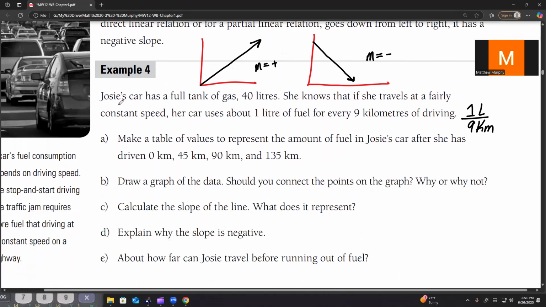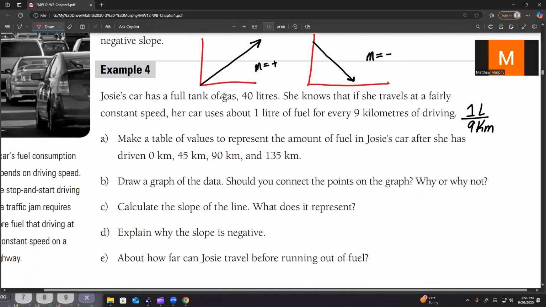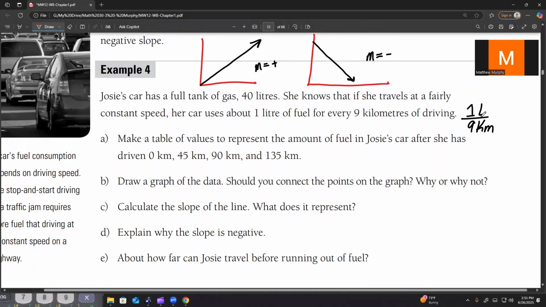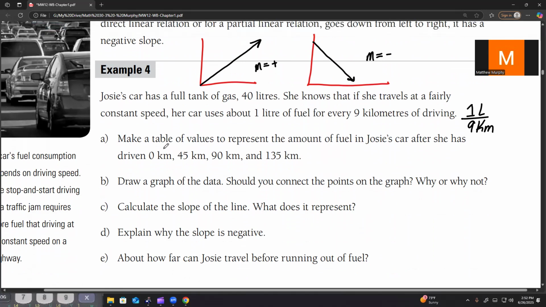So, for example, Josie's car has a full tank of gas of 40 liters. She knows that if she travels at a fairly constant speed, her car uses about 1 liter per 9 kilometers. So in A, what we're going to do is make a table of values to represent the amount of fuel in Josie's car after she has driven 0, 45, 90, and 135. And what we should see is the amount go down.